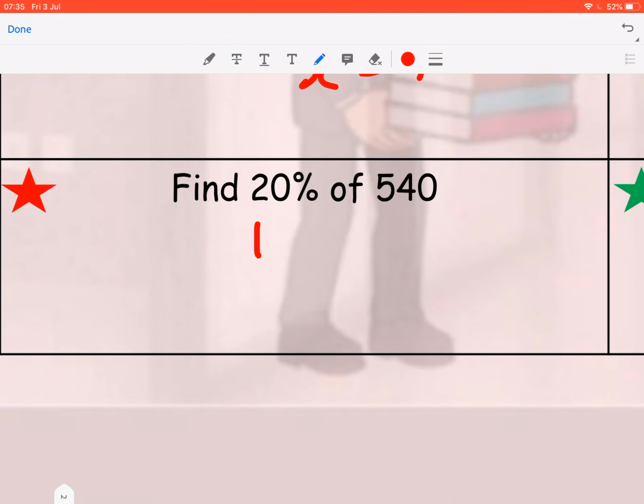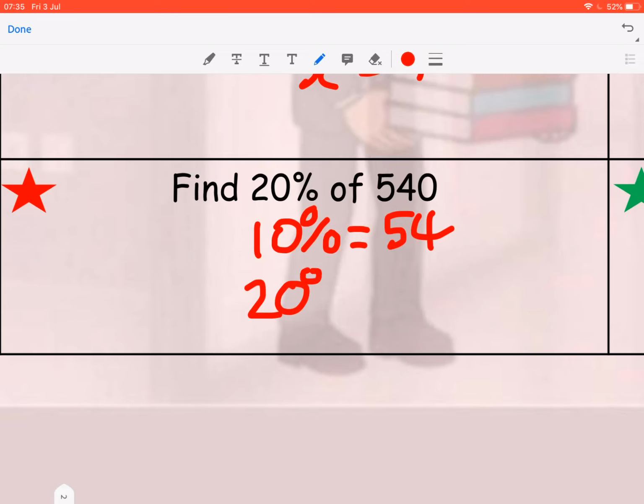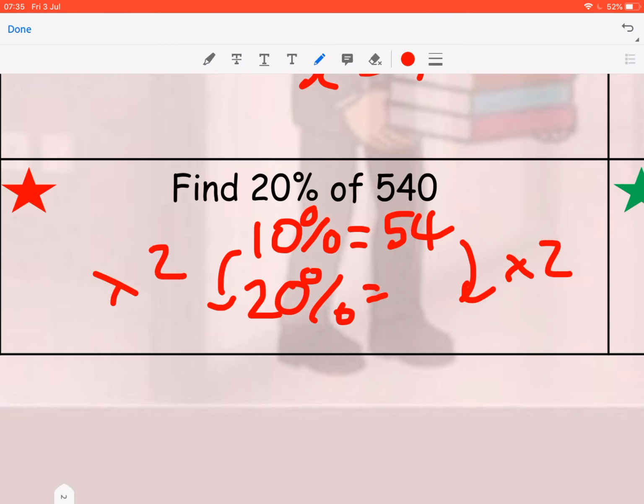20% of 540, 10% is 54. And then to find 20%, we've got to double that. If I double 10%, double 54, so times both sides by 2, I end up with 108.